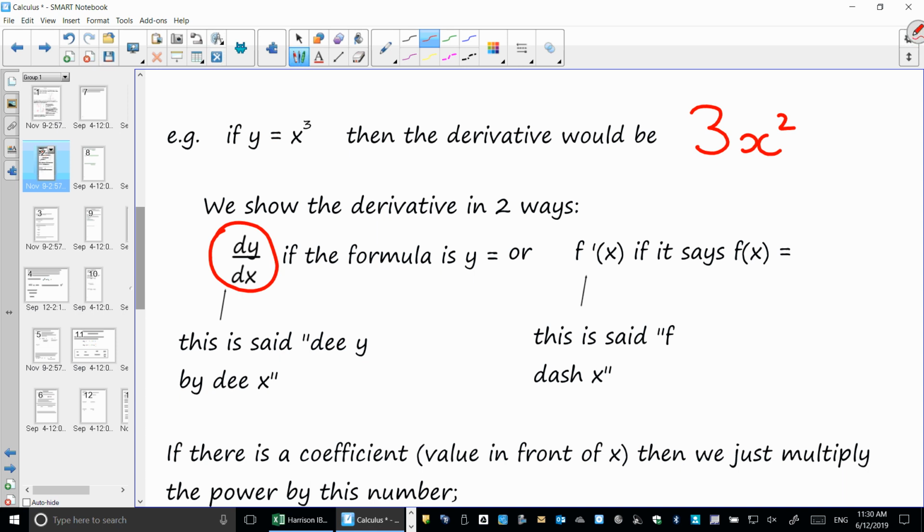Are we reading out there? dy dx. This said dy by dx.